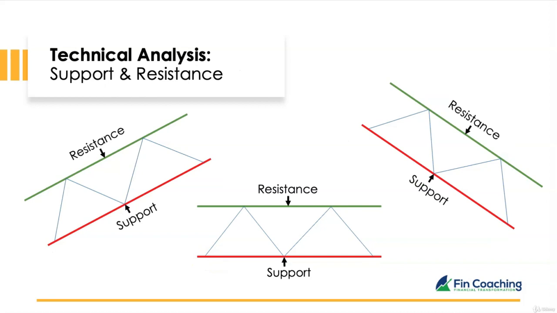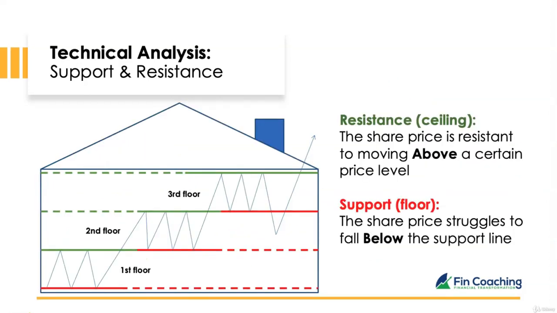To make it easier, I've color coded the support and resistance line for you here. The support line is red, resistance line here is green. Throughout this video, I will refer to the support line in red and a resistance line in green. If you're having difficulties understanding what support and resistance lines are, you can look at it like having multiple floors in a house. The support line acts as the floor and a resistance line acts as the ceiling.